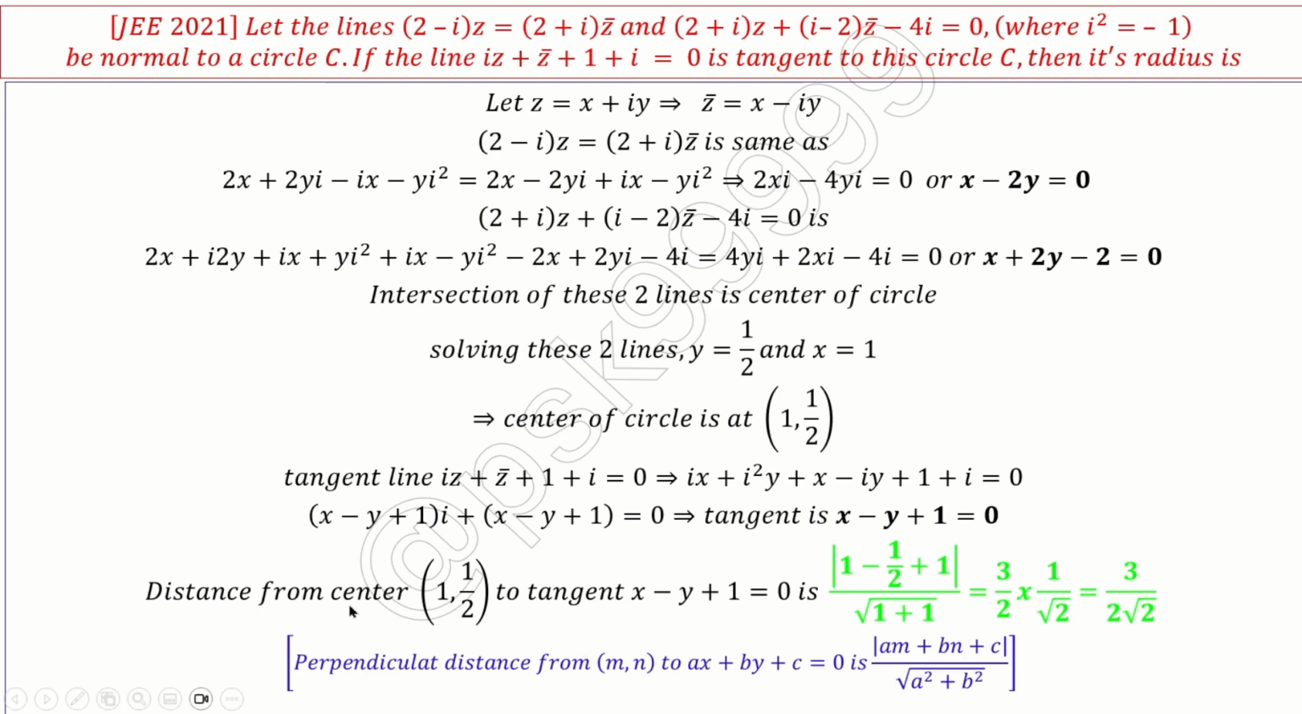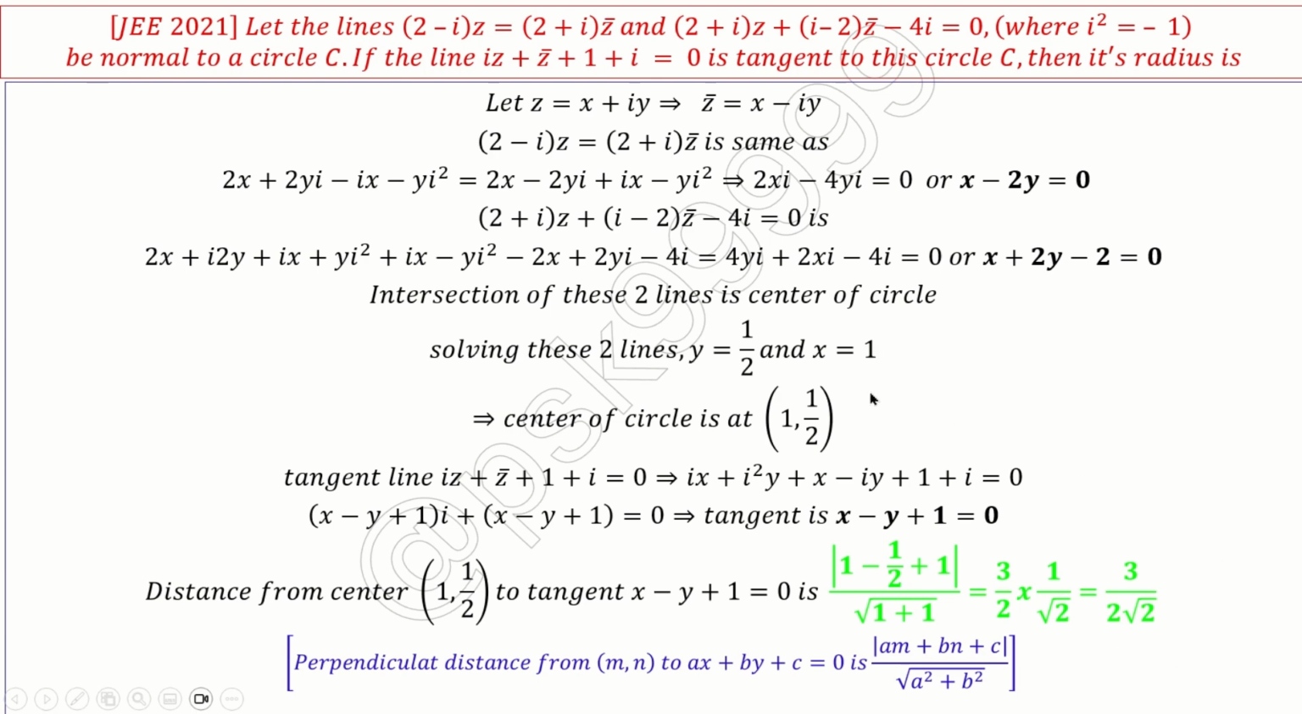Distance from a point to any line is nothing but this formula you have to apply. You put the point inside that equation of the line, take the modulus of that, then divide by the square root of the sum of the squares of the coefficient of x and the coefficient of y. So you will get 3 by 2 root 2. So this is the radius and this is the answer.